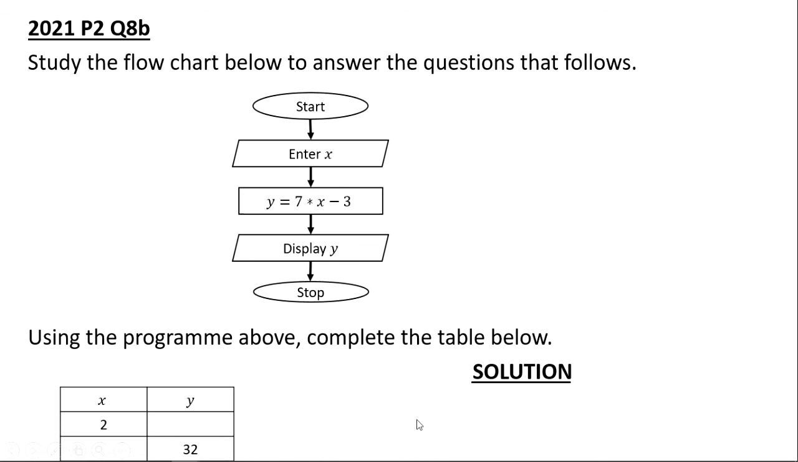So our table is going to look like that. So we have x is equal to 2, y is equal to 11. When x is equal to 5, y is equal to 32. As simple as that.